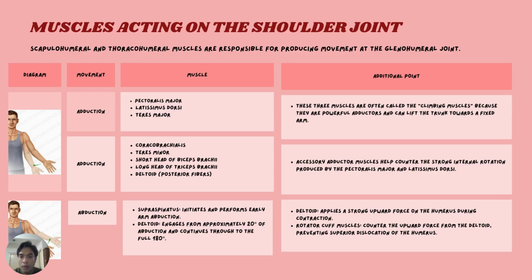The coracobrachialis, teres minor, short head of biceps, long head of triceps brachii, and deltoid, also known as the posterior fibers, are also active during this movement, depending on the position of the arm. In particular, the accessory adductor muscles serve to counter the stronger internal rotation produced by pectoralis major and latissimus dorsi.